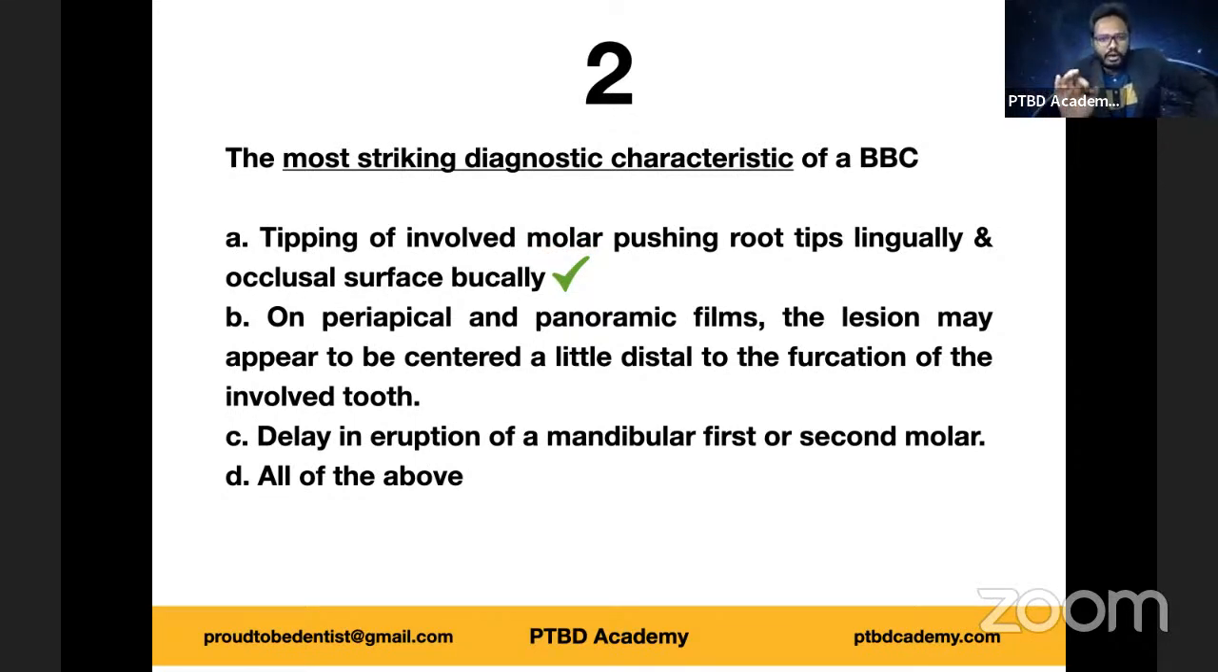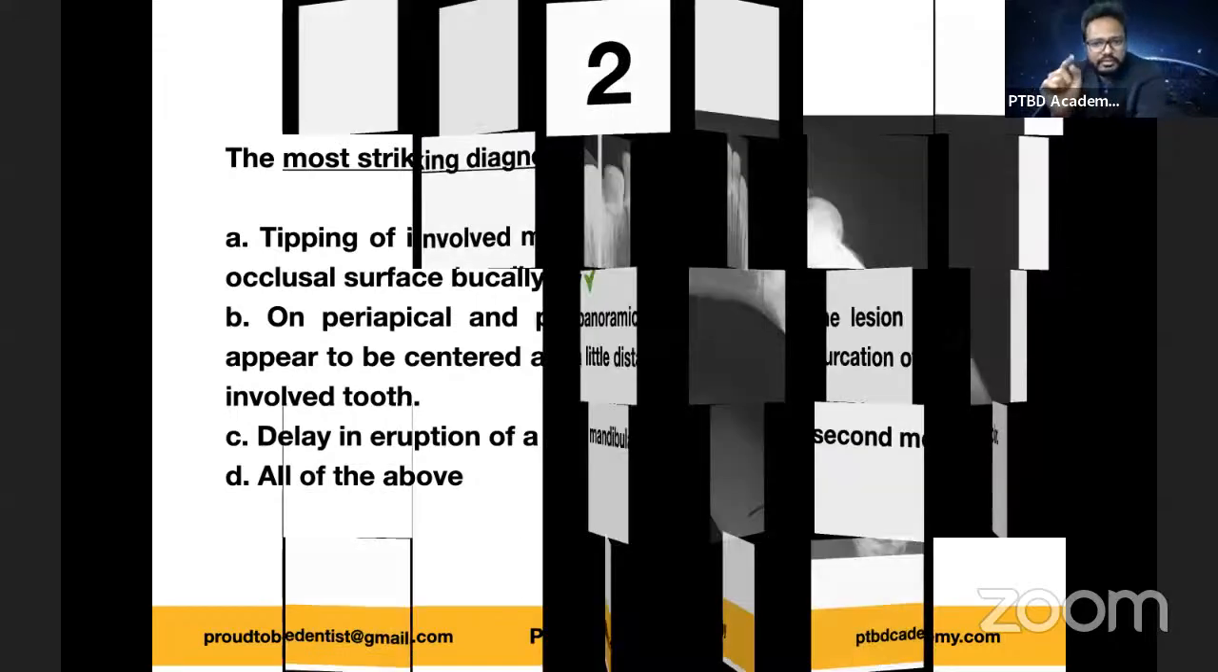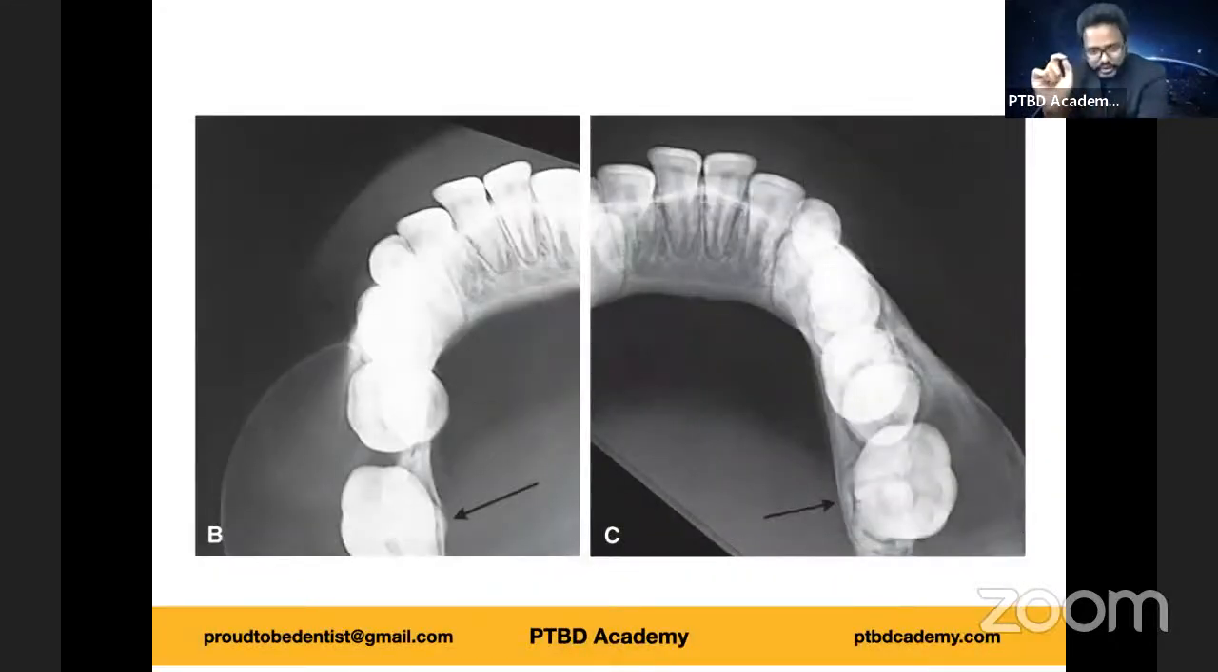Tilting or tipping of a molar. No other cyst does it, at least according to White and Pharoah. This is a very, very important point. Do make a note of it. Even though BBC is relatively uncommon, if at all there is a question, this is definitely an important point, right? The most striking diagnostic feature of a buccal bifurcation cyst is tipping of the involved molar in such a way that the root tips lingually and the occlusal surface tips buccally, assuming that this is the buccal side and that's the lingual side. Okay, so we can observe the occlusal radiographs carefully.